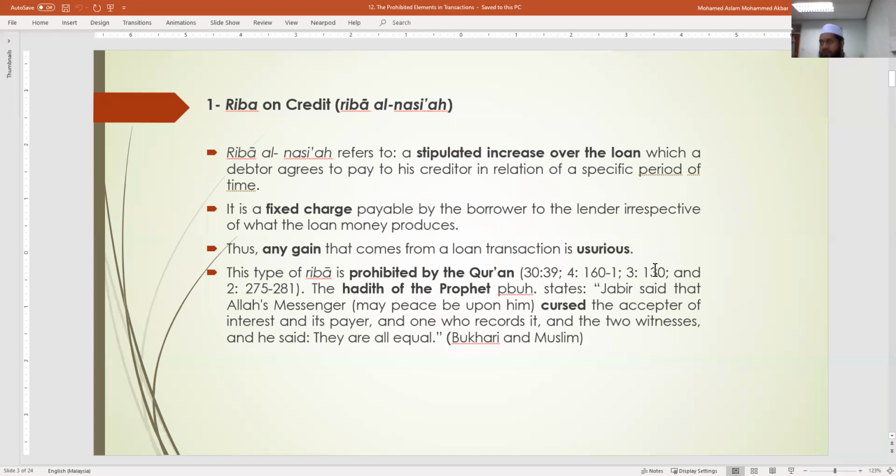So this is what Allah subhanahu wa ta'ala says in the Quran, the type of riba prohibited by the Quran. The hadith of the Prophet ﷺ says, Jabir said that Allah's Messenger cursed the acceptor, the one who borrows the money, the one who pays the money, the one who records the money, and the one who becomes the witness of that money. In Bukhari and Muslim, it says that they are all equal, whoever practices it, or takes the loan, or borrows the money from someone.